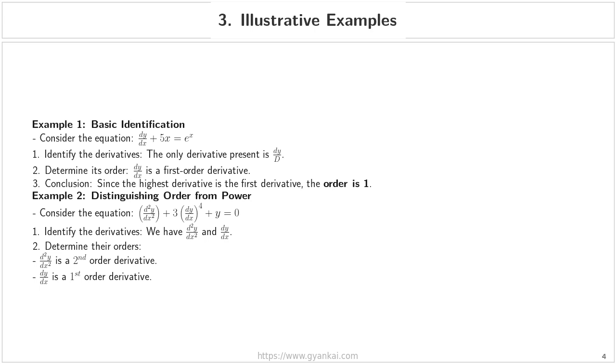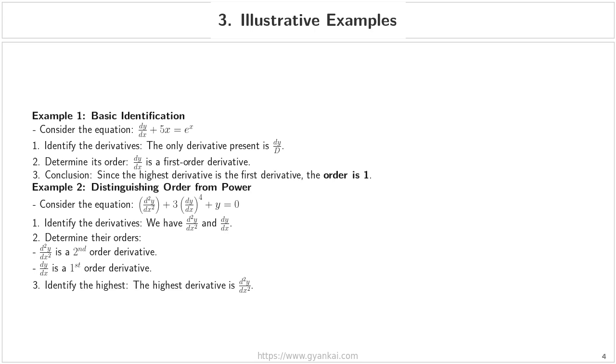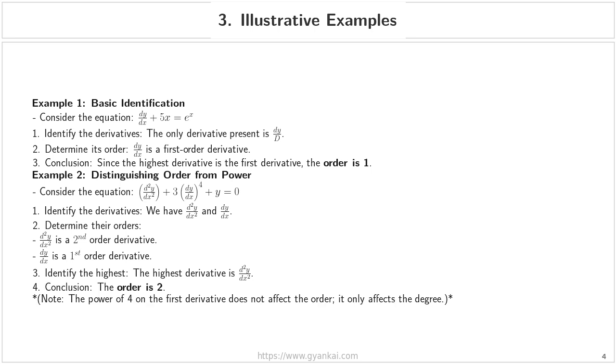The first term is a second-order derivative, and the second term is a first-order derivative. Now, we identify which one is the highest. The highest derivative is the second-order one. So, our conclusion is that the order is 2.